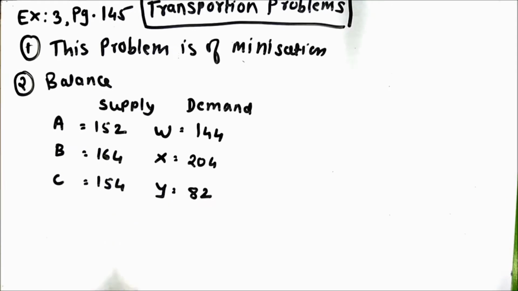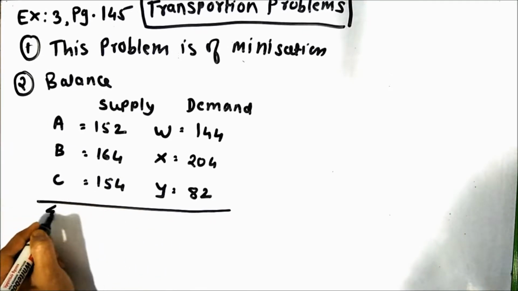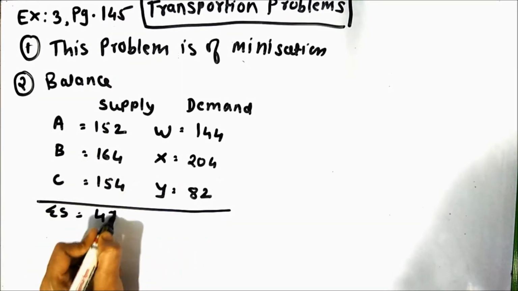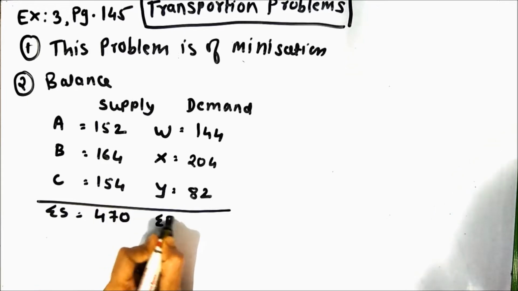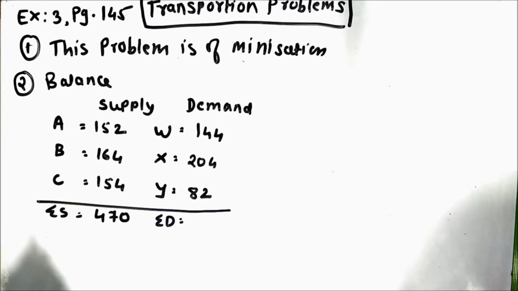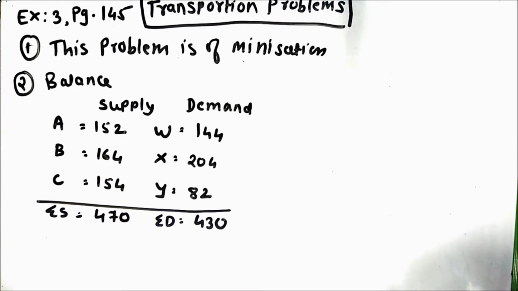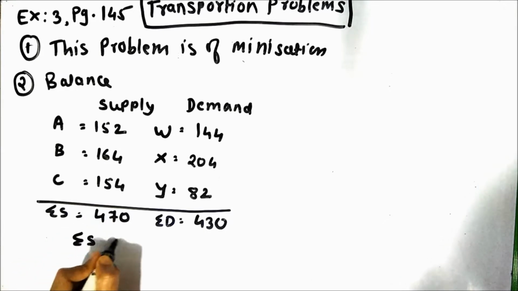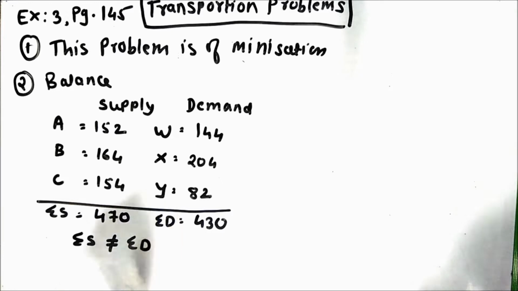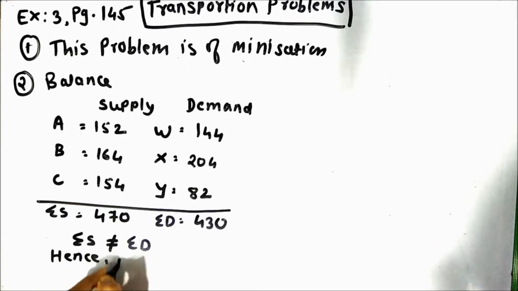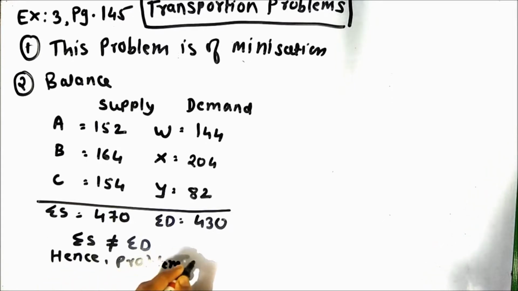Now let me take the balance of both. So my summation of supply is going to be 470, and my summation of demand, which is 144 plus 204 plus 82, is going to be 430. Now here we can see our summation of supply is not equal to summation of demand. Our total supply is not equal to total demand. So hence the problem is unbalanced. So let me write: hence the problem is unbalanced.